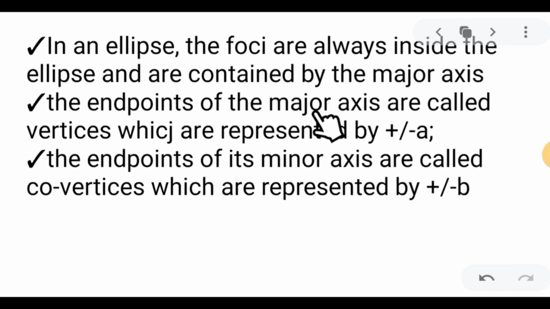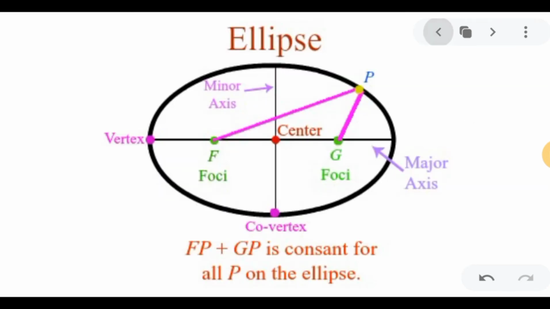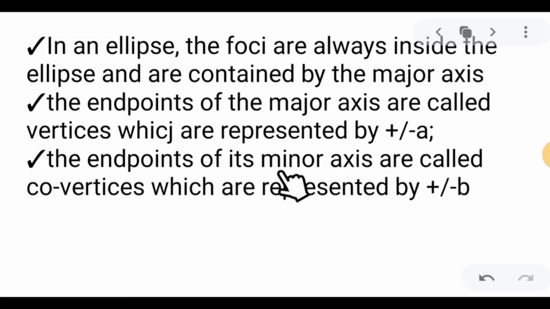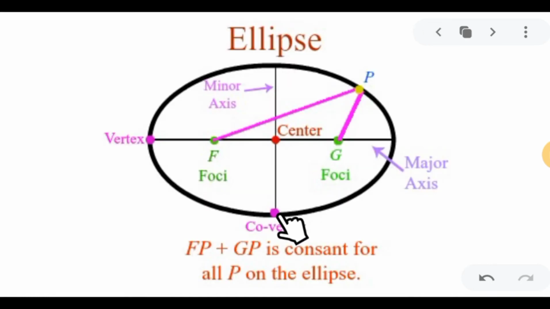Then, the endpoints of the major axis are called the vertices, which are represented by positive, negative A. So, ito yung vertices nyo, and ito yung endpoint ng ellipse. Ayan, other term for that is endpoint. Andito yan. The endpoints of its minor axis are called co-vertices, which are represented by positive and negative B. Ito yung co-vertices ninyo, or co-vertex kapag singular. Kapag dalawa, co-vertices, meron din yan doon. Yan ang endpoint ng ating minor axis.